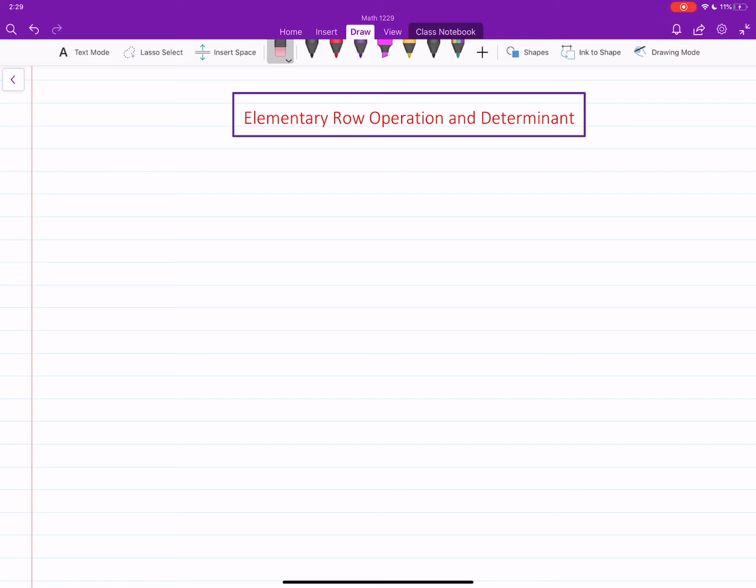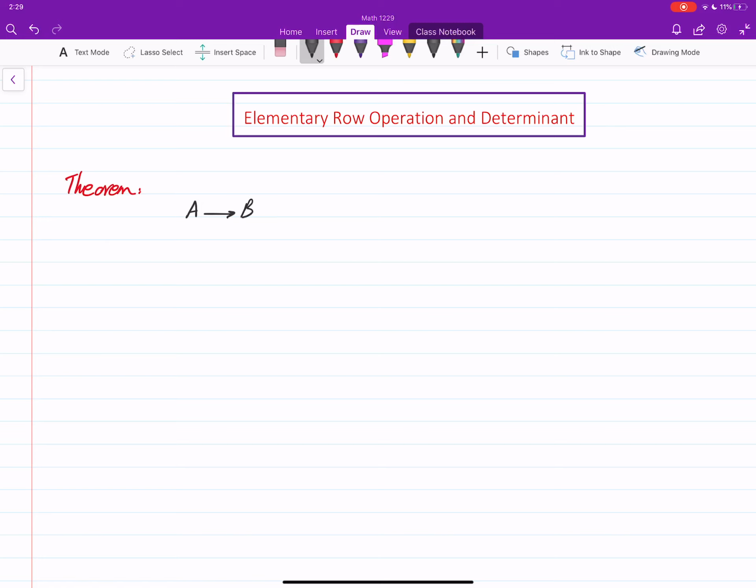Hi, in this video we will learn how elementary row operations change the determinant. So here is the theorem in your book. This is the outcome of three different determinants. We have three row operations.